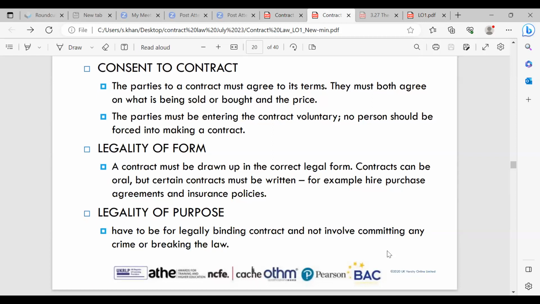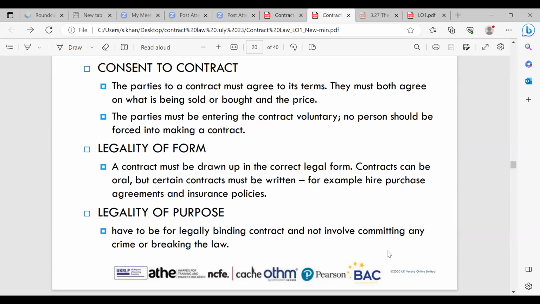Consent to a contract. So the parties to a contract must agree to its terms. They must both agree on what is being sold or bought and the price. So there is an agreement between both the parties and there is acknowledgement of acceptance of that agreement. So that is consent. The parties will be entering into the contract voluntarily. So no person should be forced into making a contract. So any sort of undue duress or anything like that.